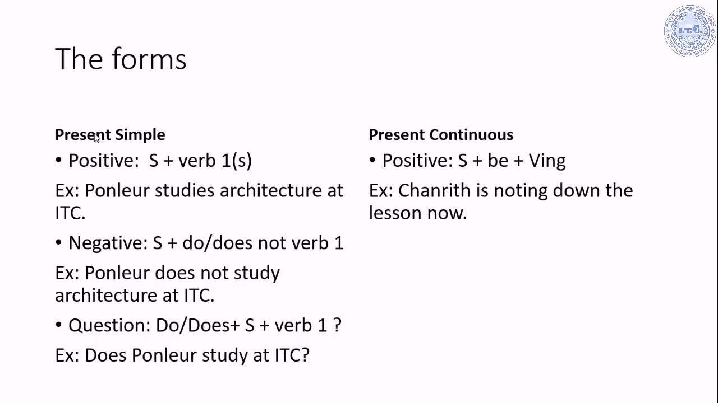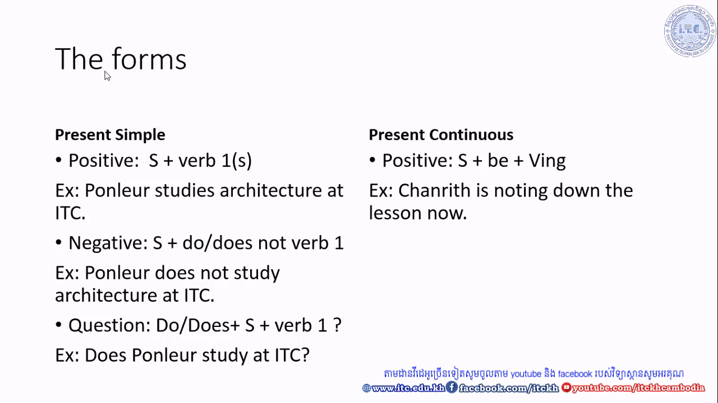In positive, we need subject and be plus verb ing. Be here you have to change, and it is according to the subject. If the subject is I, you need am. If the subject is you, we, or they, you need are. And if the subject is he, she, or it, you need is. Singular, you need is. Plural subject, you need are.